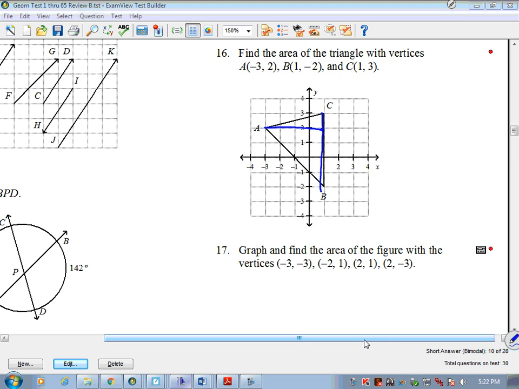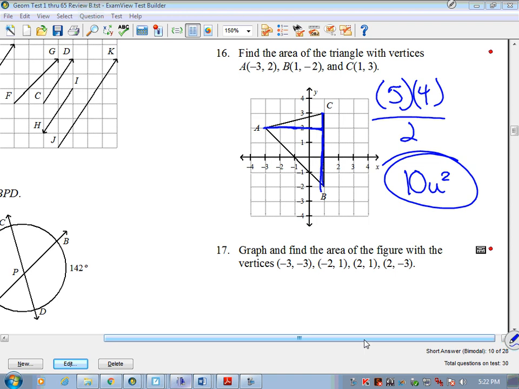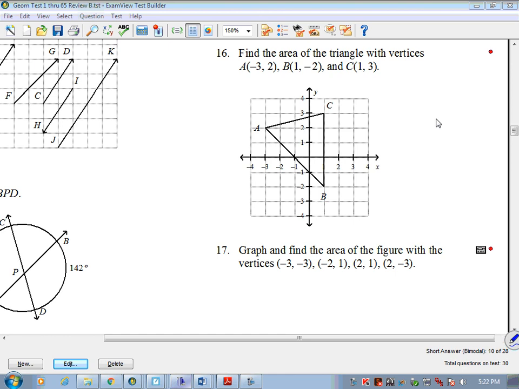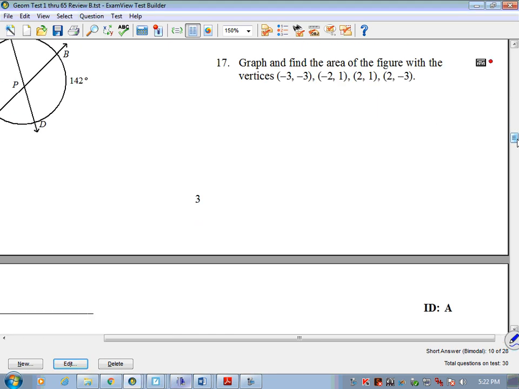Okay, so I can just simply count this 1, 2, 3, 4, 5 as my base times height 1, 2, 3, 4 divided by 2. 20 divided by 2 is 10 units squared. Okay, 4 times 5 divided by 2. Okay, and we're all done, at least with that question anyway. 17, at least we're over halfway.